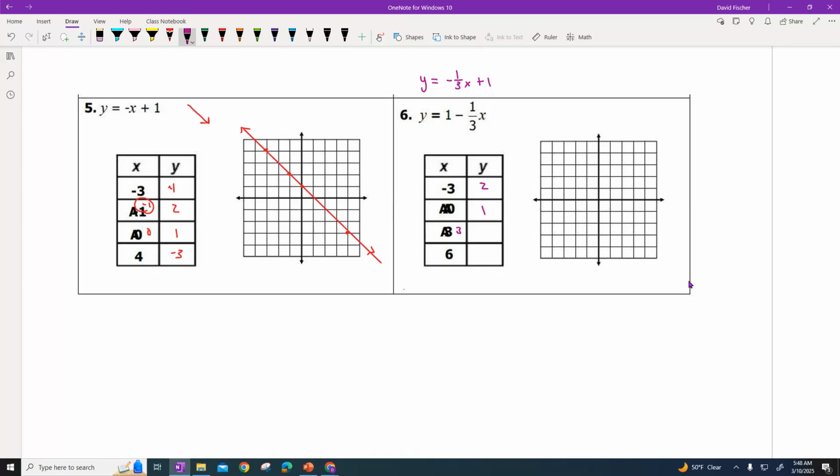This guy is probably a positive 3. And positive times a negative is a negative. 3 times 1 is 3 divided by 3, so this is 1 minus 1, which is 0. Again, they used a number divisible by 3. Positive times negative is a negative. That's going to be negative 2. 1 take away 2 is a minus 1. Let's go graph it. My slope still should be a negative.